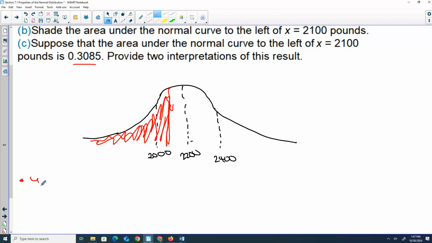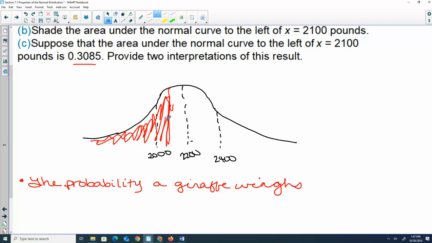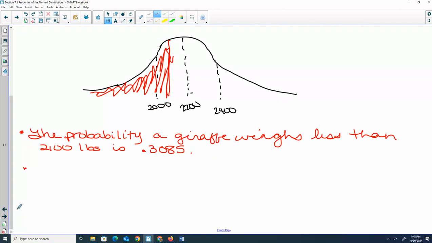So I could say the probability a giraffe weighs, what am I looking at? I'm not saying the probability it weighs 2,100 pounds exactly. Less than 2,100 pounds is 0.3085. We should do it. Sure.